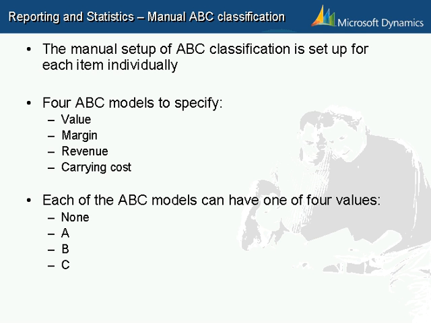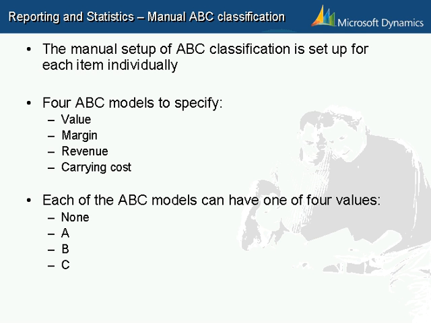Specify the item's ABC code for inventory value. Inventory value refers to the worth of the items in inventory. For example, if A is specified in this field, the selected item is categorized as an A item that makes up 20% of the total inventory and accounts for 80% of the total value of inventory. Margin: specify the item's ABC code for marginal income.